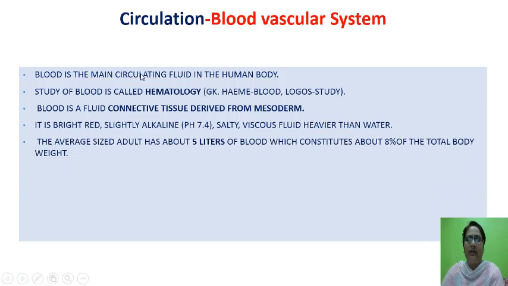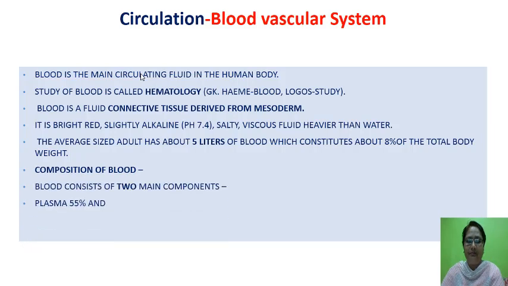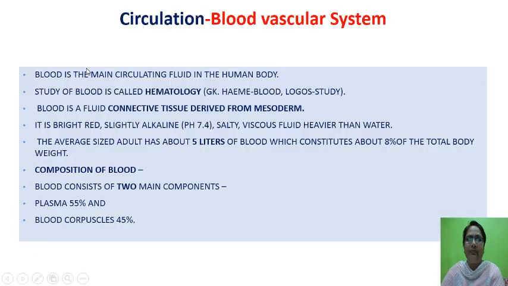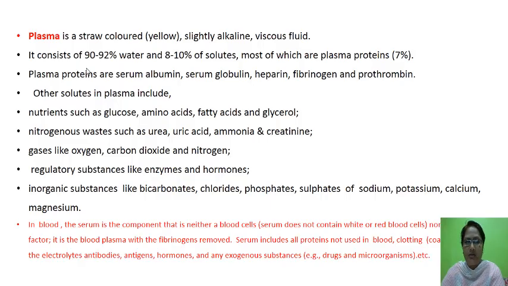The average adult has about 5 liters of blood, which constitutes about 8% of the total body weight. Now the composition of blood. Blood consists of two main components. The first is plasma, which is 55%, and the second is blood corpuscles, which is 45%. These two components make up the blood. We shall first see what plasma is.